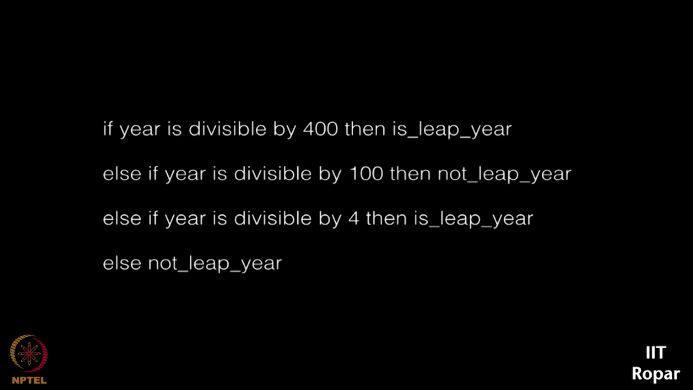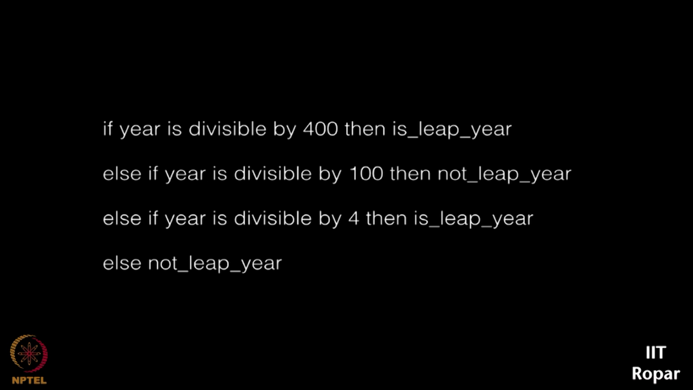So first of all, we'll check if the given year is divisible by 400, then it is definitely a leap year. Else, if it is divisible by 100, then it is not a leap year. I repeat, if it is divisible by 100, then it is not a leap year, okay? Else, if the year is divisible by 4, then it is a leap year. And in the rest of the cases, the given year is not a leap year.